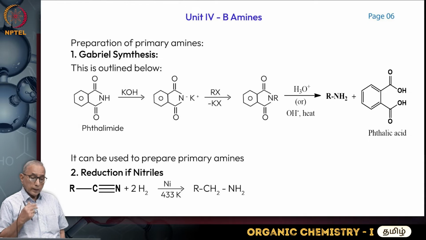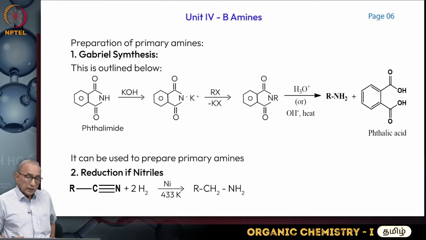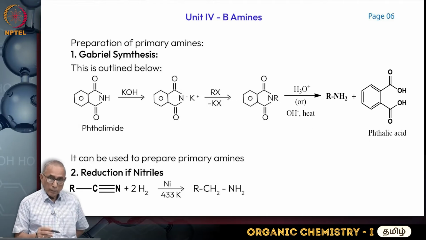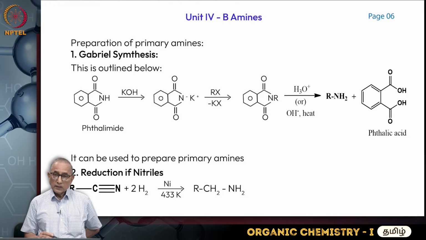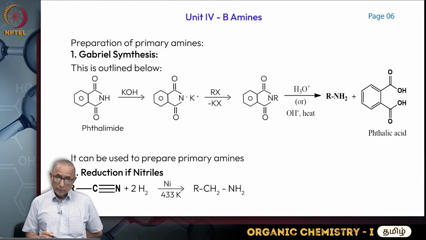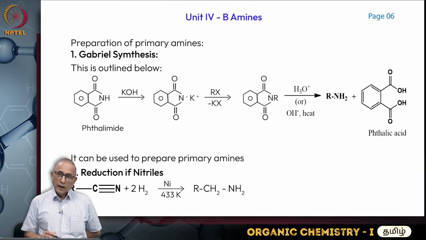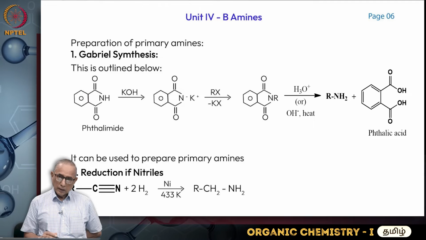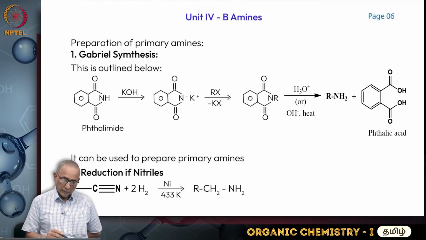Now we look at the preparation of primary amines. The first method is called Gabriel synthesis. This is outlined below. The starting material is phthalimide. We have seen how phthalimide is prepared in the unit on carboxylic acid. You take phthalic acid and heat with ammonia, and it first forms an ammonium salt, then it loses a molecule of water, becomes phthalimide.